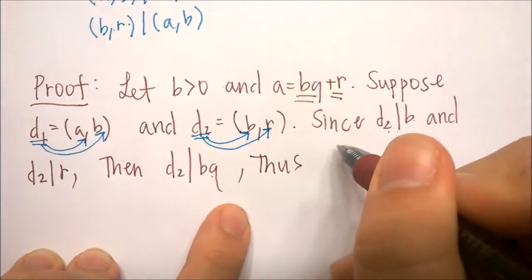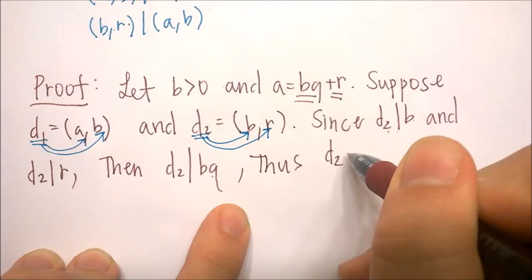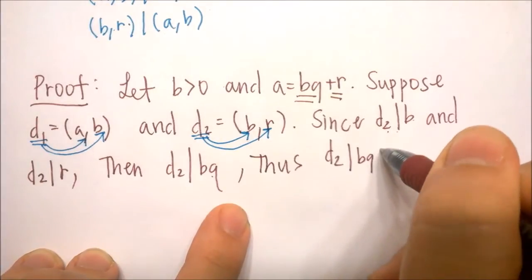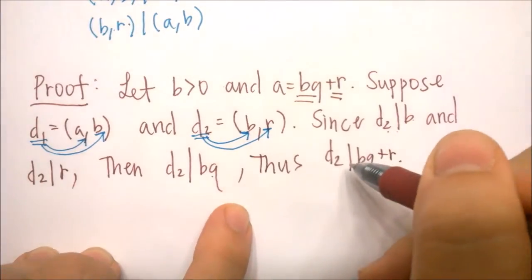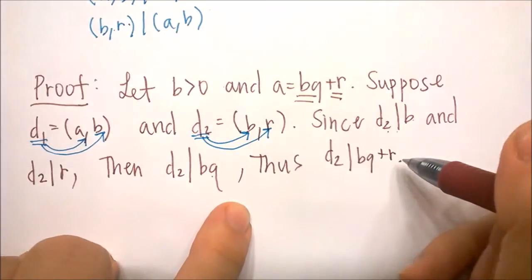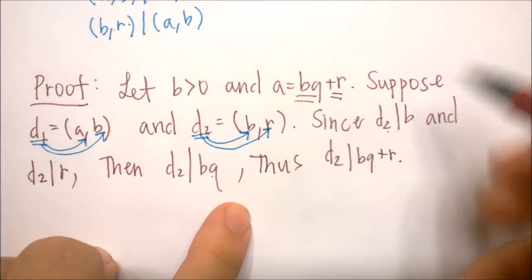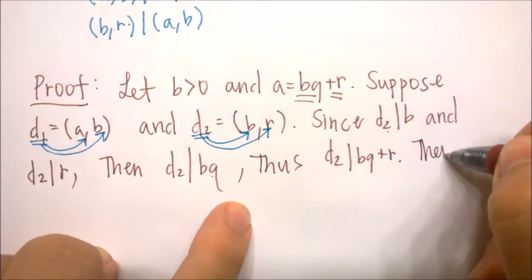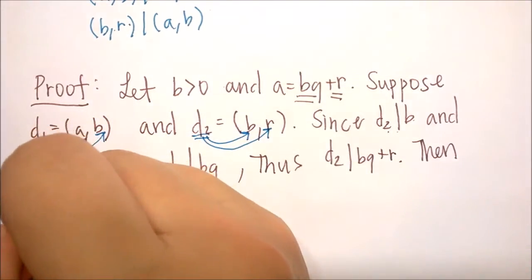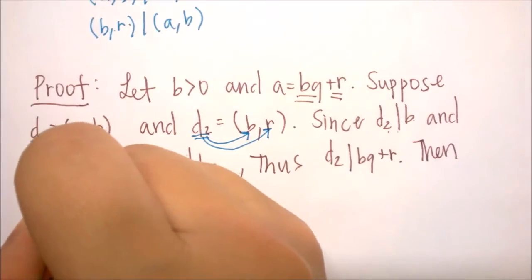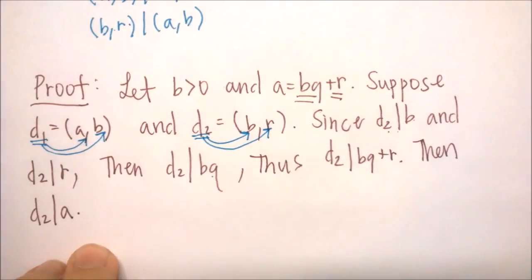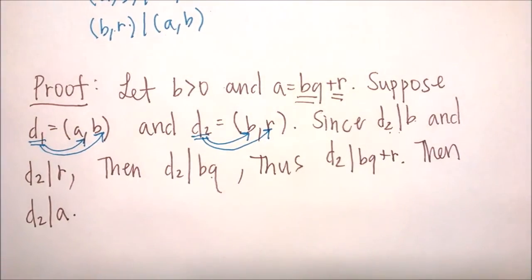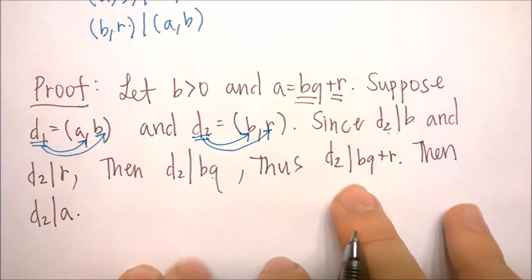Thus, D2 divides bq plus r. Well, since bq plus r is equal to a, then D2 divides a.